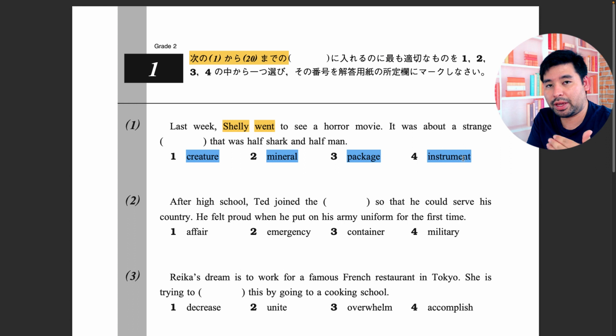Of course, to be able to answer that, we need to know the vocabulary. Like what is creature, what is mineral, what is package, what is instrument. Okay, because if you don't know the meaning of the words, or if you don't understand the question properly, the chances of you choosing the wrong answer are gonna be really high. So my recommendation to you, if you don't know the meaning of the answer, get the word, go to the dictionary, check the meaning, and then after you get back.